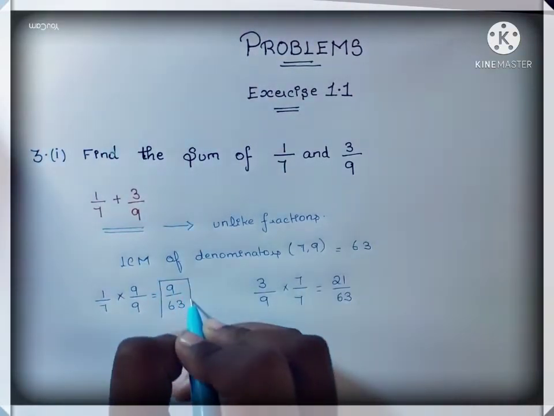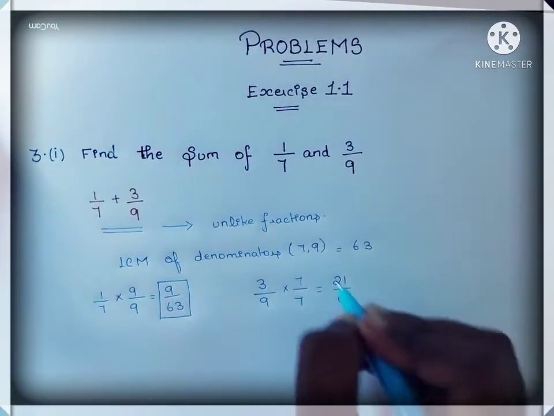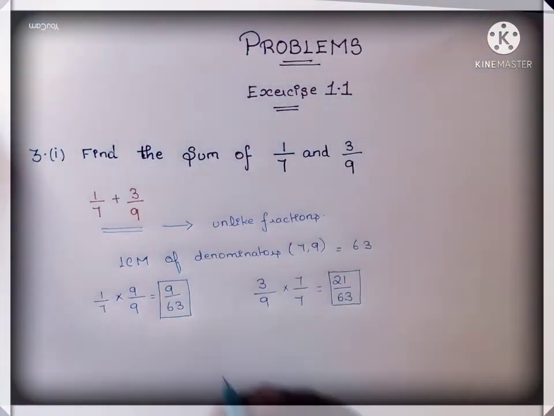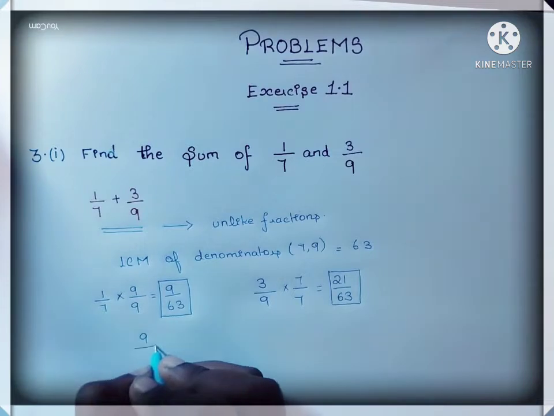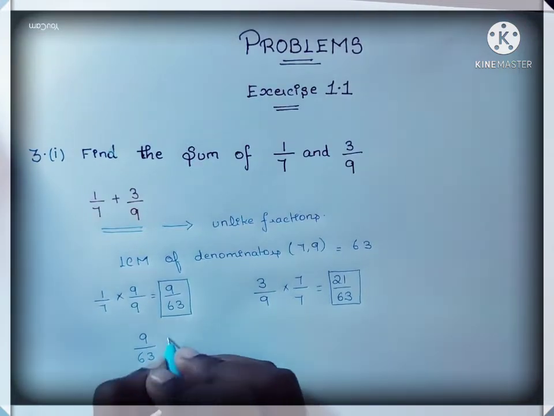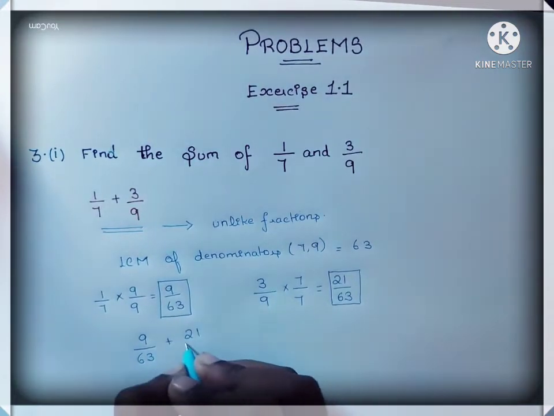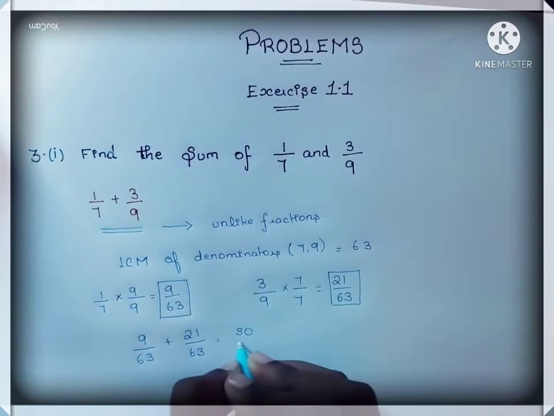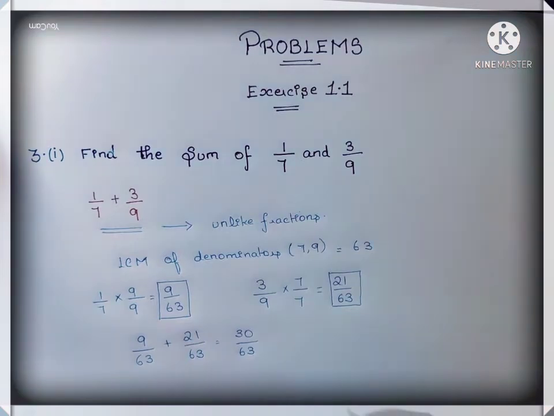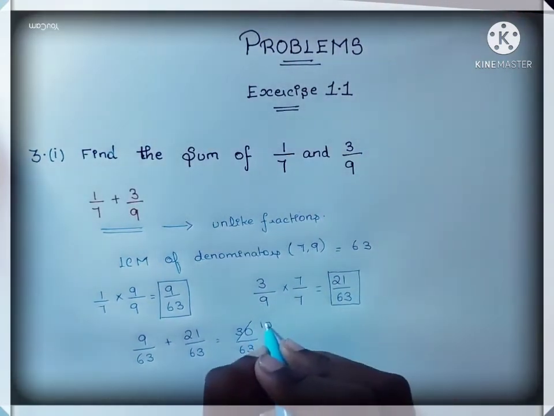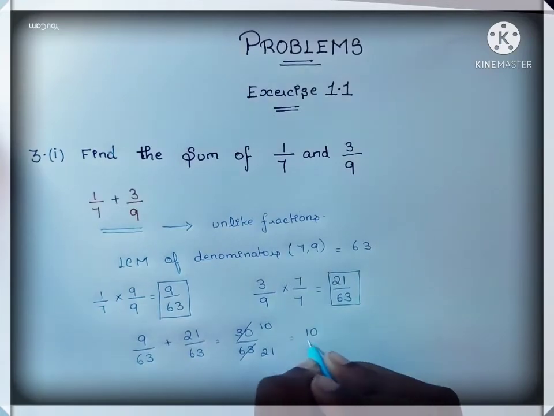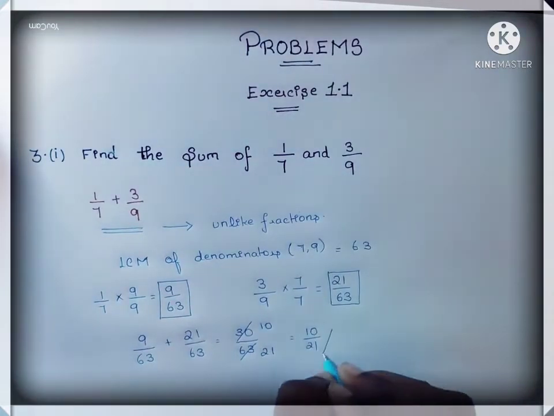Now we have got two equivalent fractions for the given two unlike fractions. These two equivalent fractions have the same denominator and so they can be added. Hence we add 9 by 63 plus 21 by 63, which is 9 plus 21 by 63, which is 30 by 63. Cancelling by the table of three, we get 10 by 21, which is the required answer.